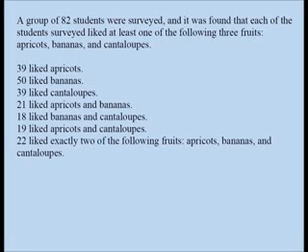A group of 82 students were surveyed, and it was found that each of the students surveyed liked at least one of the following three fruits: apricots, bananas, and cantaloupes. 39 liked apricots, 50 liked bananas, 39 liked cantaloupes, 21 liked apricots and bananas, 18 liked bananas and cantaloupes, 19 liked apricots and cantaloupes, 22 liked exactly two of the following fruits: apricots, bananas, and cantaloupes.